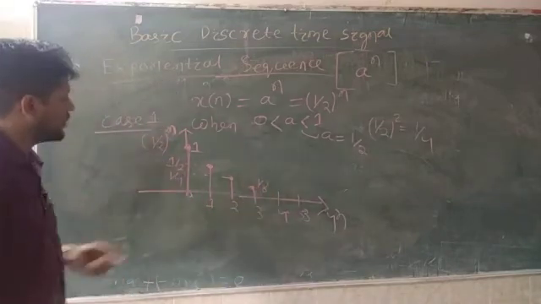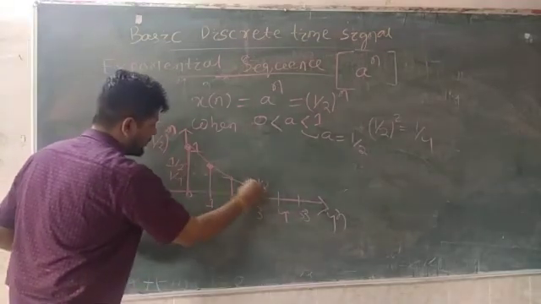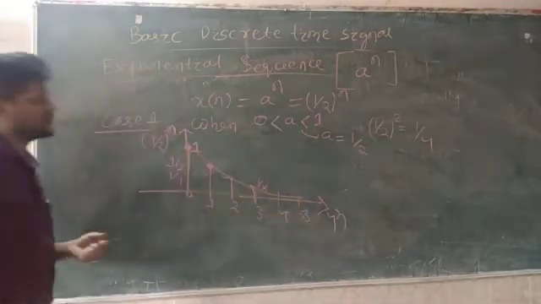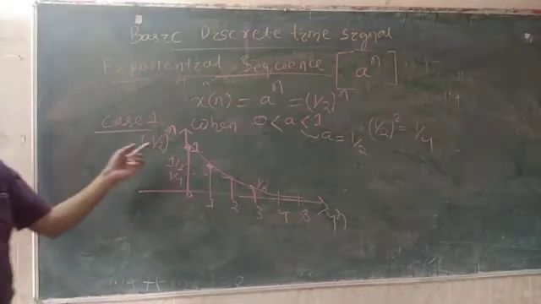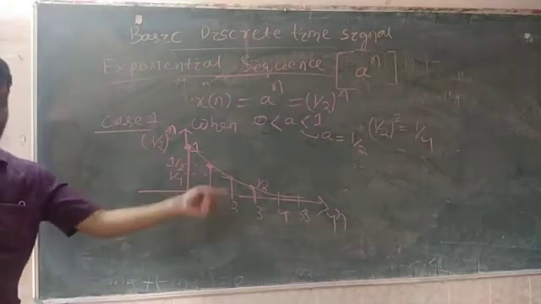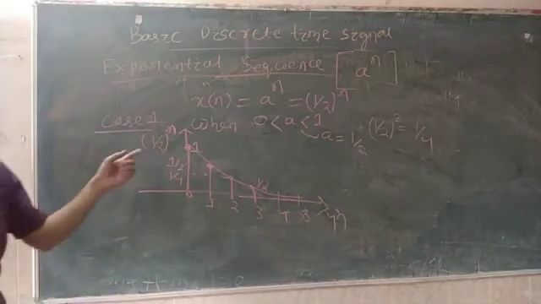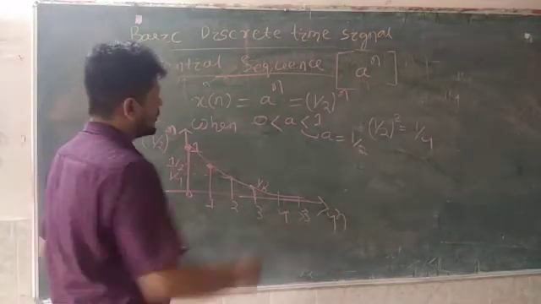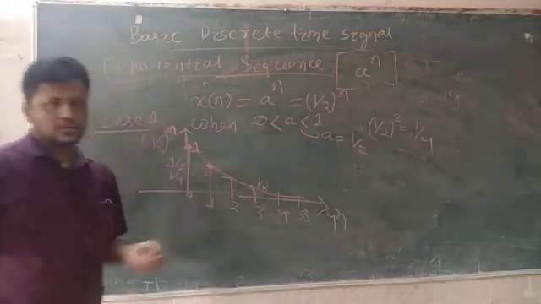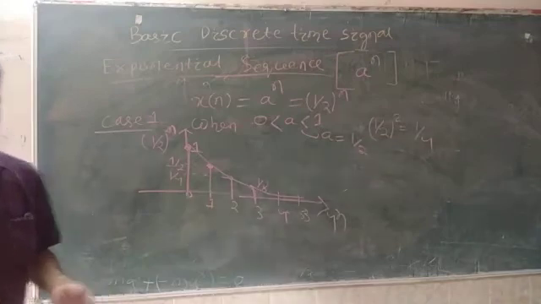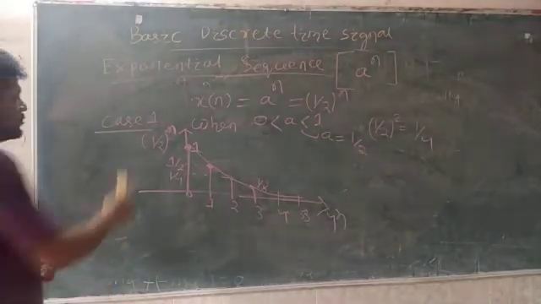So like that, this is an exponentially decreasing function. When a lies between 0 and 1, this is exponentially decreasing. So in digital we represent a to the power n. Now consider a greater than 1. Next is case 2.